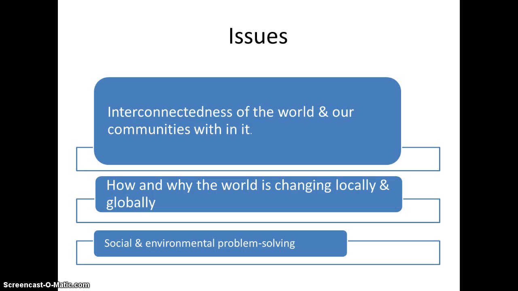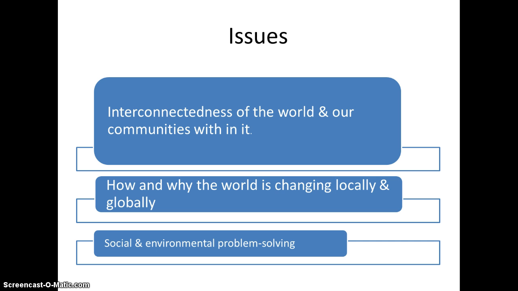There are 3 issues that are really at the core of geography. The first is trying to understand how the world and local communities are connected to each other. So that notion of interconnectedness, that what happens in your backyard has an impact on what happens in other parts of the world. They also are constantly trying to make sense of how and why the world is changing. And then finally, for geographers, the issue is, how do I use my new knowledge to solve problems?